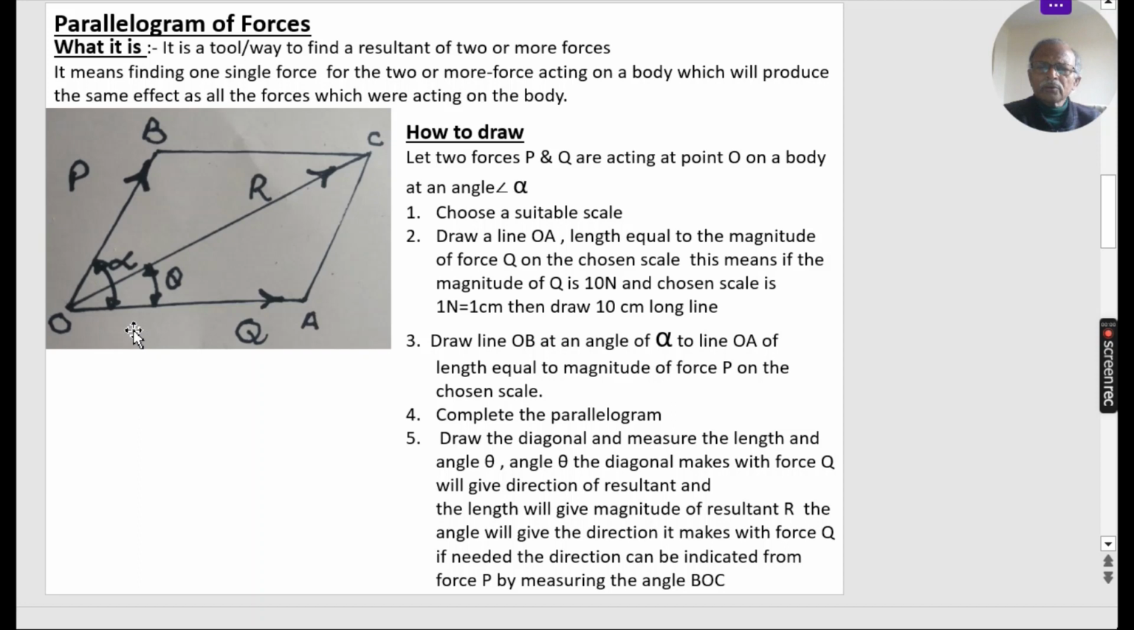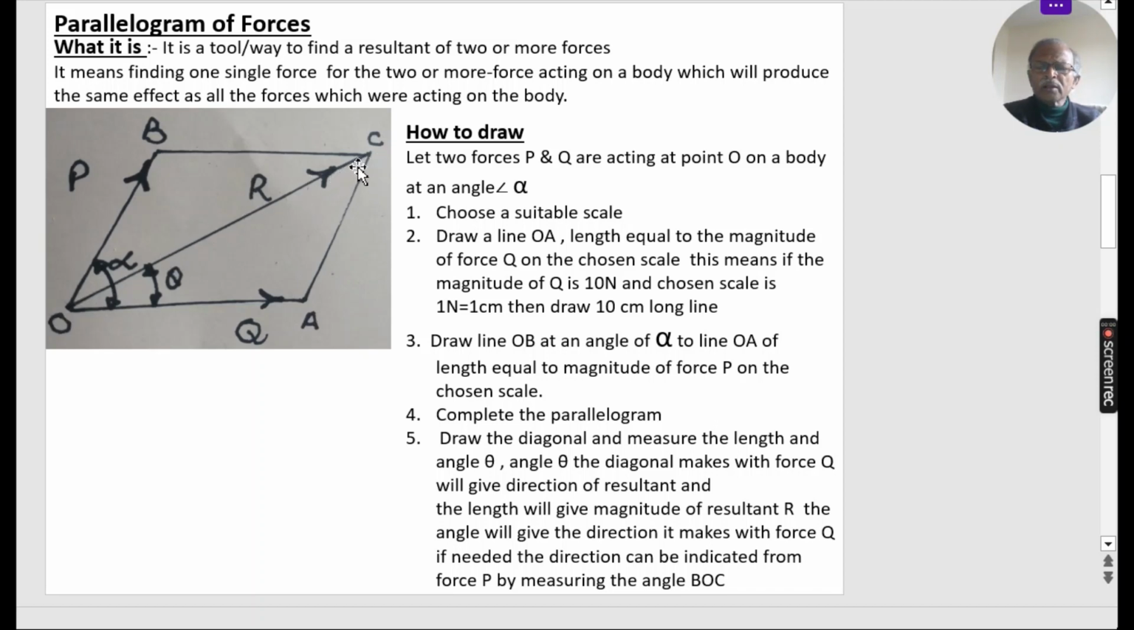Got it? The length of the OB will be on the same scale. Remember, for both the forces, scale will be same. The length of the OB will be equal to force P on the chosen suitable scale. Now we complete the parallelogram. I hope you know how to complete. Okay. And then we draw this diagonal OC.